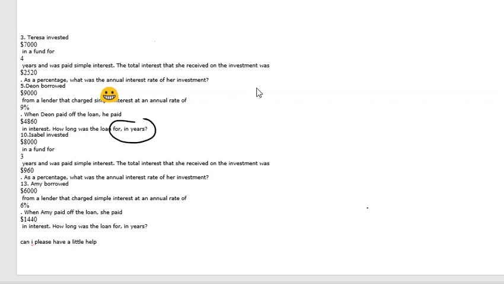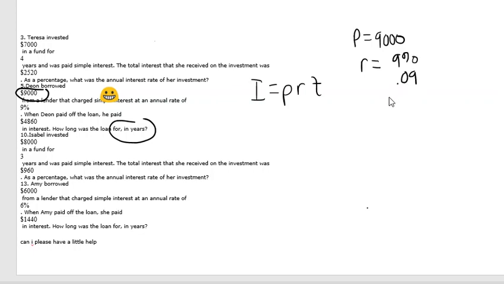So this time you're going to use the same formula, I equals principal times rate times time. You know that he borrowed $9,000. That's your principal. You know that the interest rate that the lender charged was 9%, so you're going to want to change that to 0.09. And you know that when he paid off the loan, he paid $4,860 in interest.